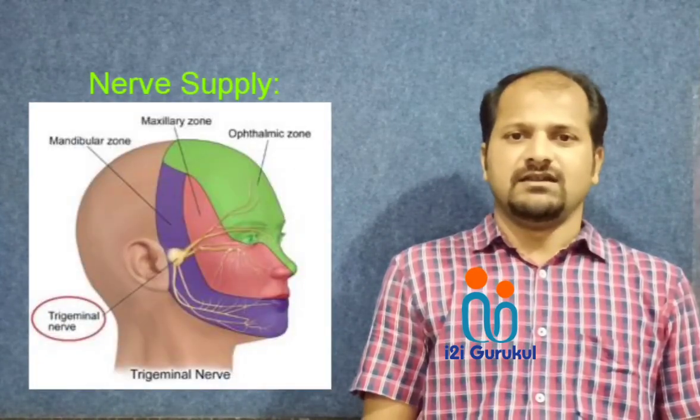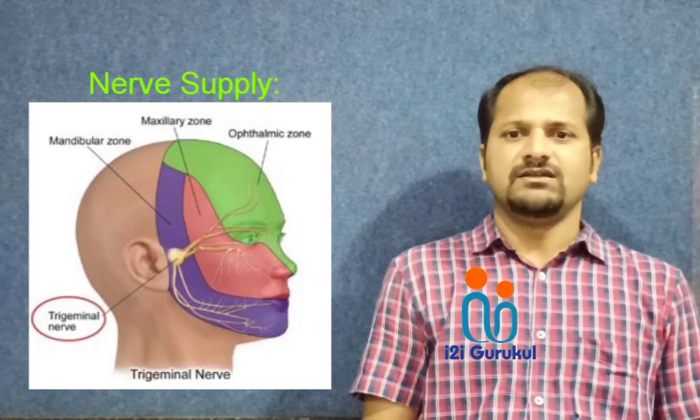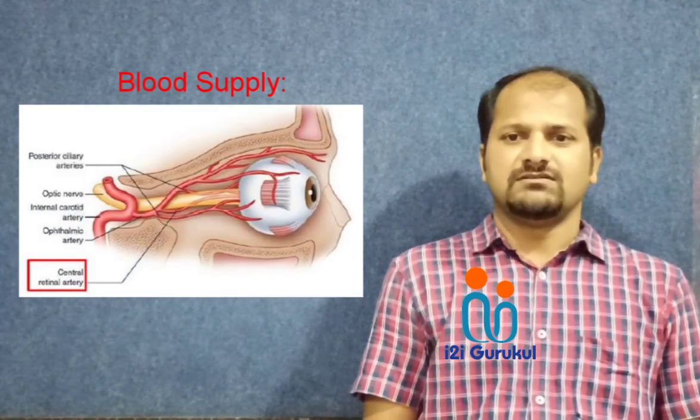Coming to the next point, nerve supply. It is derived from the first division of the trigeminal nerve. Coming to the next point, that is blood supply. Blood supply is derived from the ophthalmic artery.